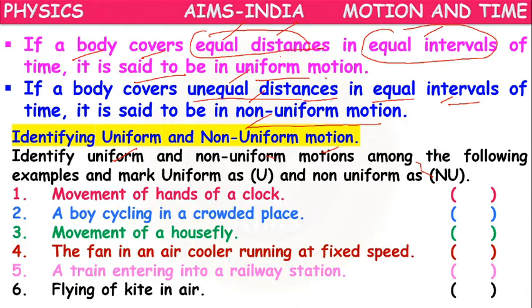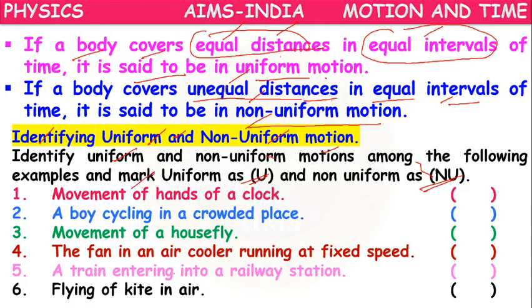Next, identifying uniform and non-uniform motion. They have given some questions here. We have to identify them. If it is uniform, we have to mention the symbol U in the brackets. If it is non-uniform, we have to mention NU.